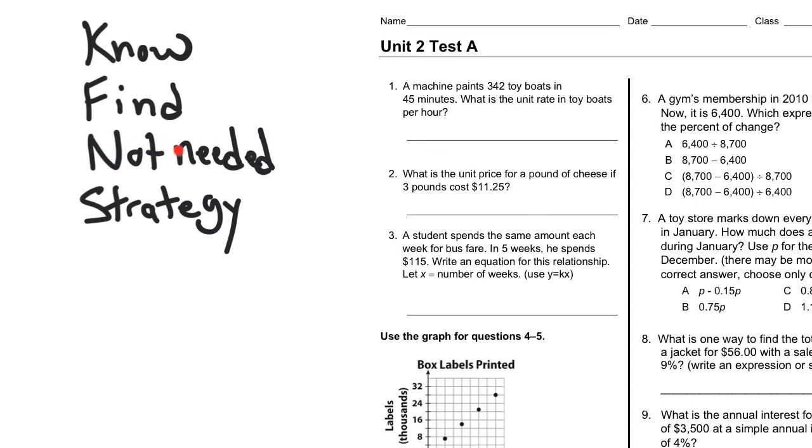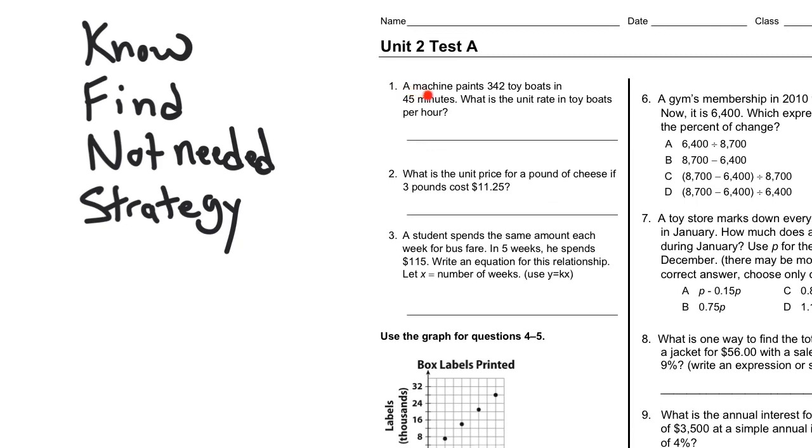What information is not needed at all? Okay, that's just muddying up the waters. And then, what is my strategy? What operation am I going to use? What strategies am I going to use to solve this? Is there an expression that I can use, an equation, that kind of a thing? So we're just going to get started right on with question number 1.